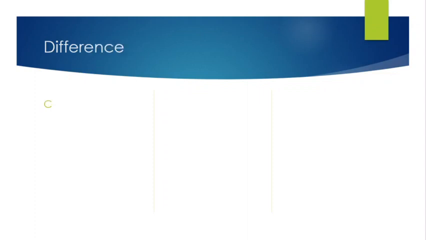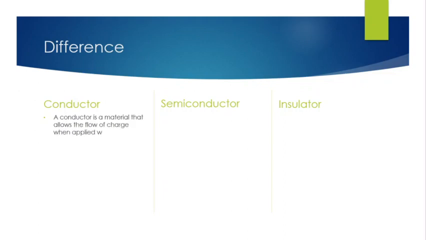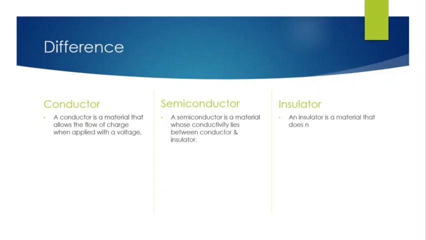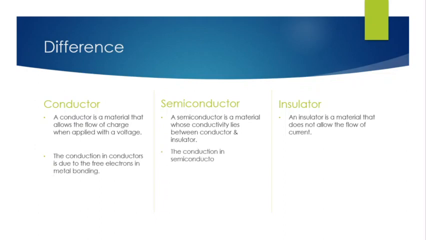Now we will come to the difference between conductors, semiconductors and insulators. A conductor is a material that allows the flow of charge when applied with a voltage. A semiconductor is a material whose conduction lies between conductor and insulator. An insulator is a material that does not allow the flow of current. Another difference is that the conduction in conductors is due to free electrons in metal bonding. The conduction in semiconductors is due to the movement of electrons and holes. In an insulator, there are no free electrons or holes, thus there is no conduction.